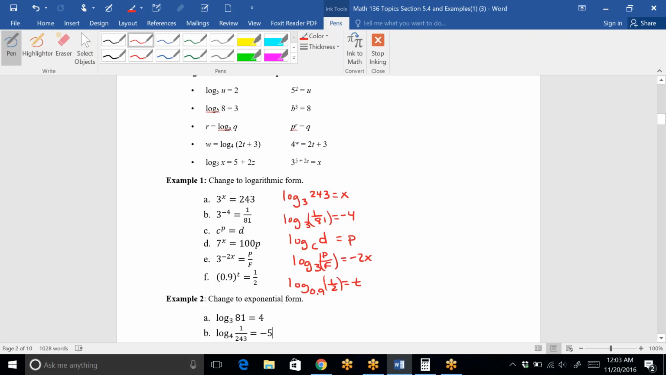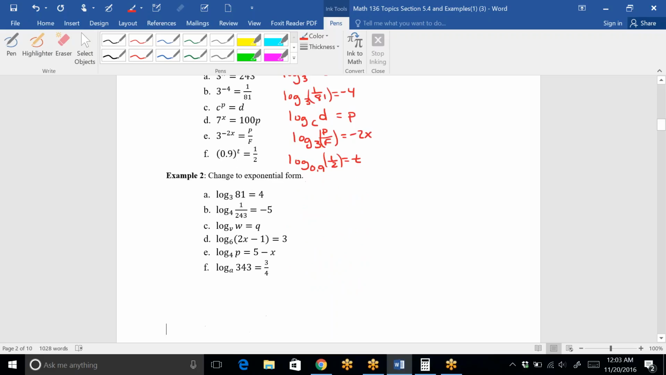Okay, so that's just going to log form. To go to exponential, I always use the spiral technique. Just seems to be quick for students. You start with the base, you go over, grab the exponent, you go back to the argument. So 3 to the 4th equals 81. 4 to the negative 5 equals 1 over 243.